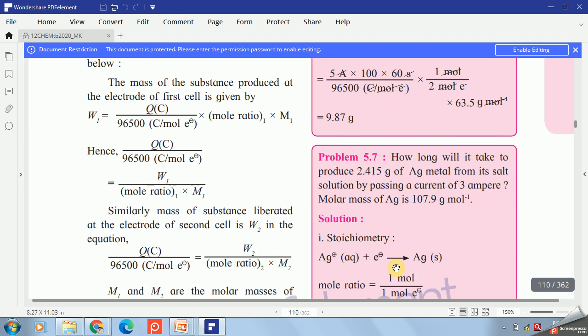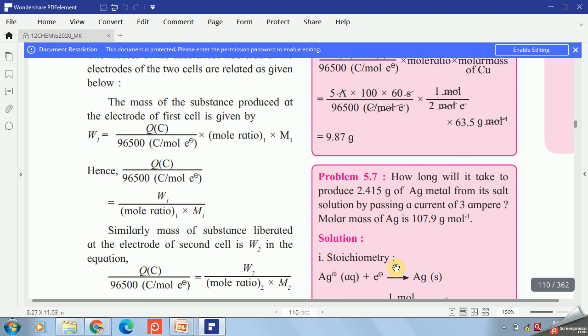Now another numerical is: how long will it take to produce 2.415 gram of Ag metal from its salt solution by passing a current of 3 ampere? Molar mass of Ag is 107.9 gram per mole. So what is the equation?